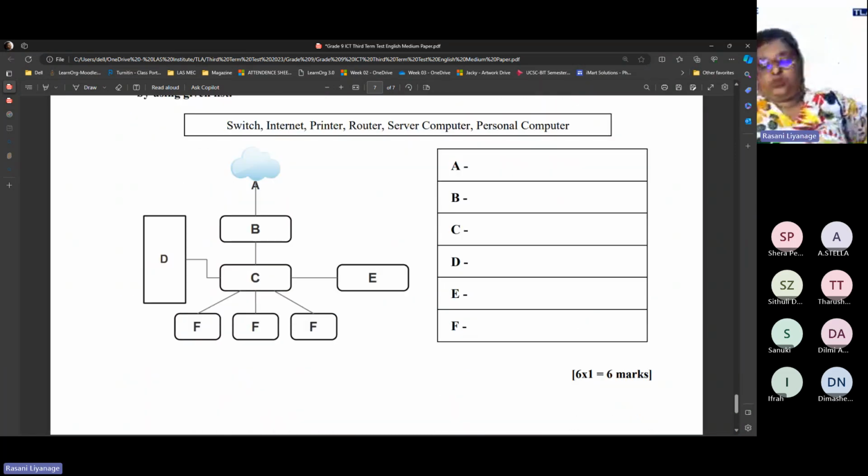Last question is a network. This is actually taken from a past paper. That asks what are the things need to fill the network components. So of course, connecting to internet. A would be internet.